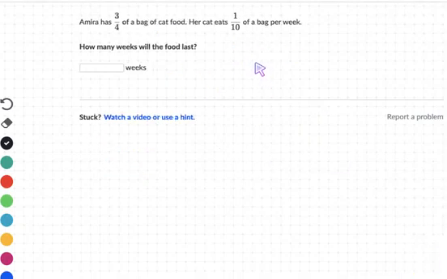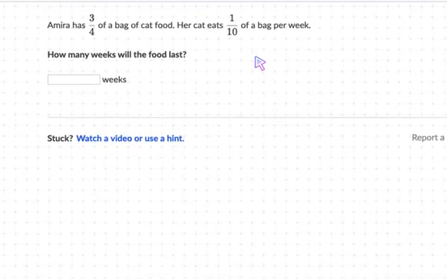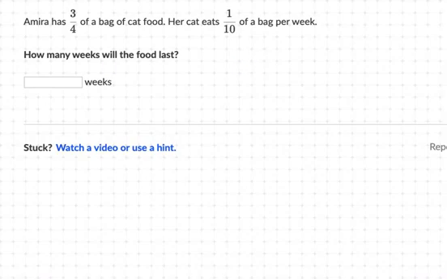Let's try this one. Pause the video and try this one on your own. This one says that Amira has 3/4 of a bag of cat food. Her cat eats 1/10 of a bag per week. How many weeks will the food last?